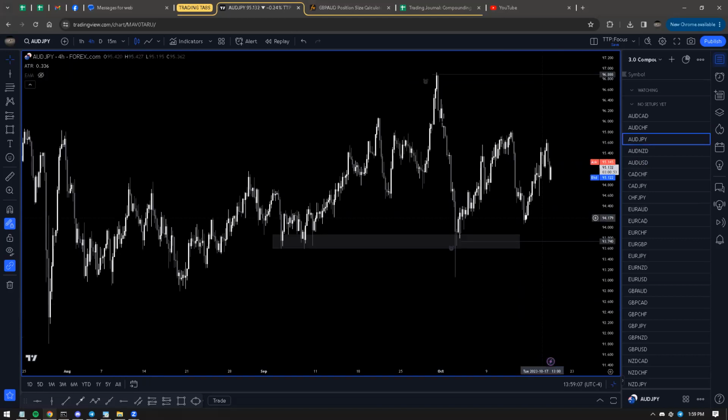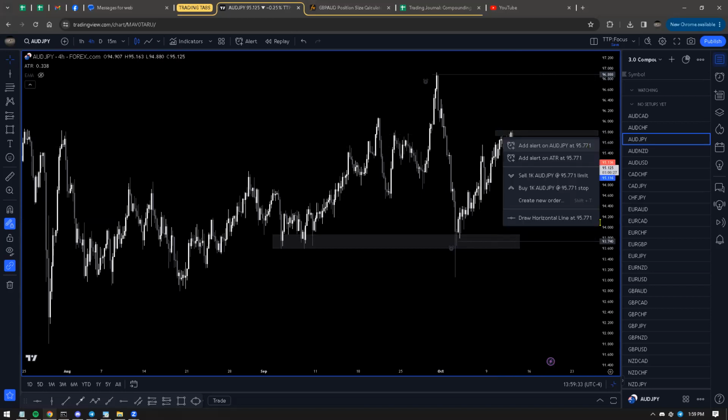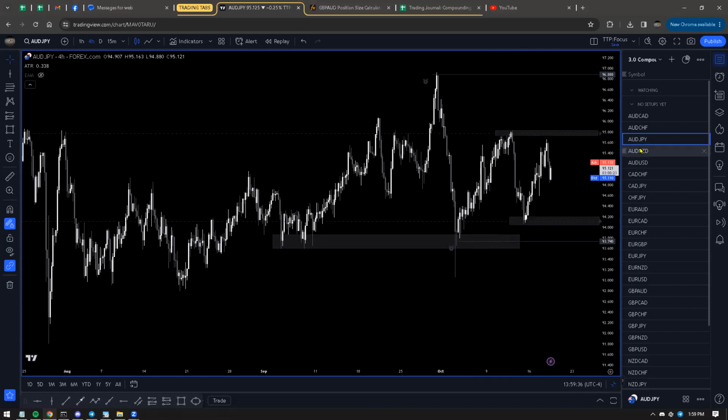AUD JPY moving sideways as well. We have a high area here and here, and these lower areas. It's possible. Could look to set this area up here, and then this one down here as areas to look at just as price bounces there. So, see what we get.